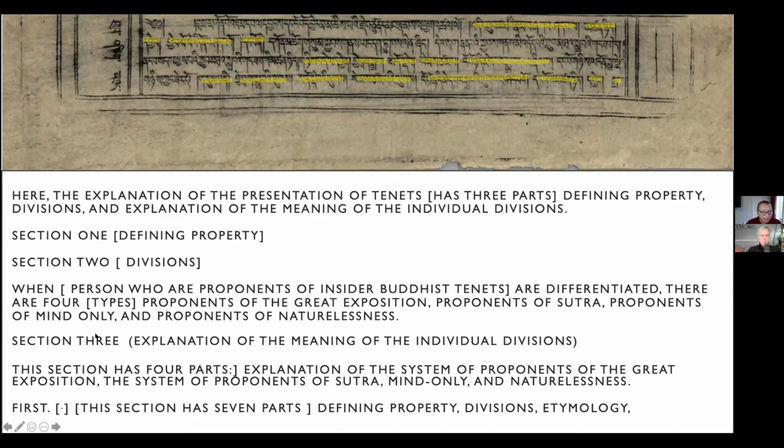Now we have section 3, Sumba, the explanation of the meaning of the individual divisions, which are the 1, 2, 3, 4. And this section has 4 parts. We do the explanation of the system of the proponents of the Great Exposition, the system of the proponents of Sutra, the system of the proponents of mind only, and the system of the proponents of the naturalists. That is 4.